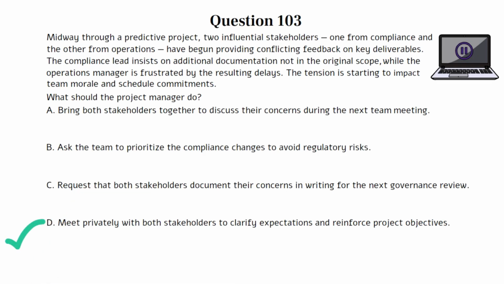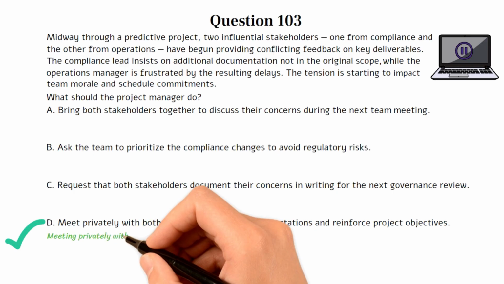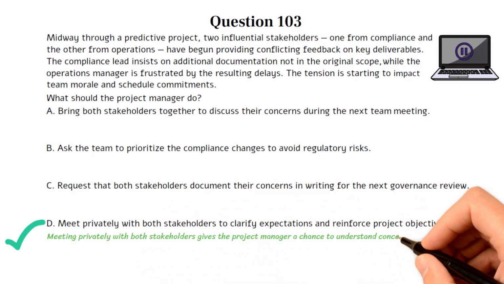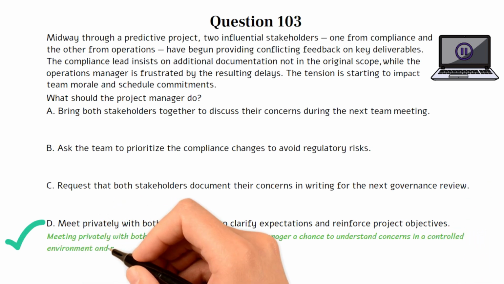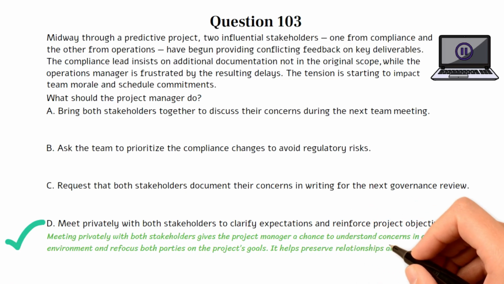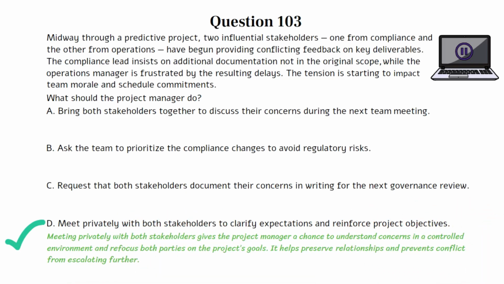This question tests how well you manage stakeholder engagement when interests conflict and the project is under stress. In waterfall environments, engagement isn't just about pushing information. It's about resolving misalignment early and proactively. Choice D is the best option because meeting privately with both stakeholders gives the project manager a chance to understand concerns in a controlled environment and refocus both parties on the project's goals. It helps preserve relationships and prevents conflict from escalating further.